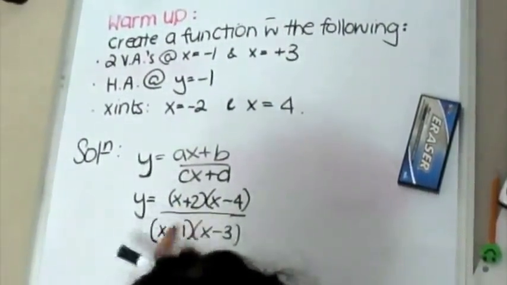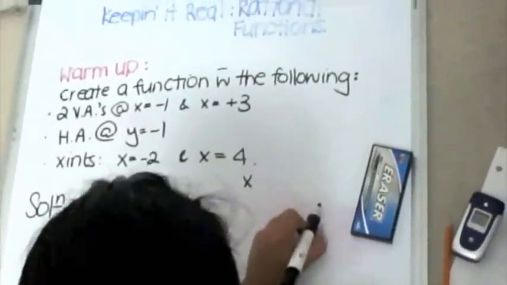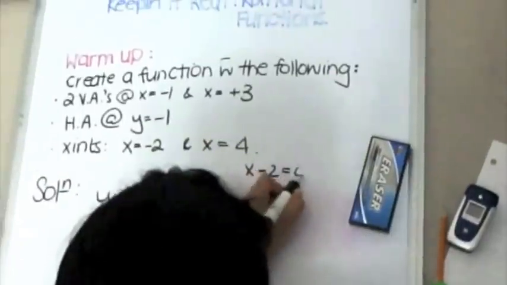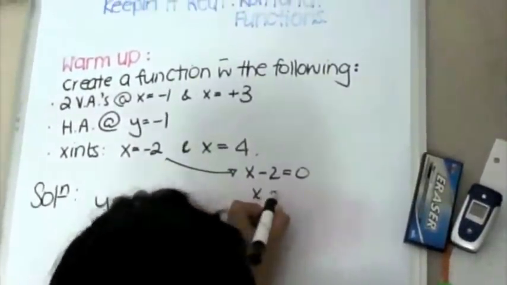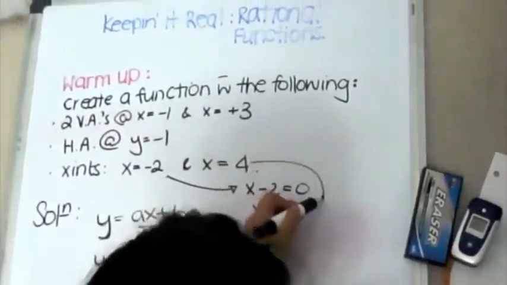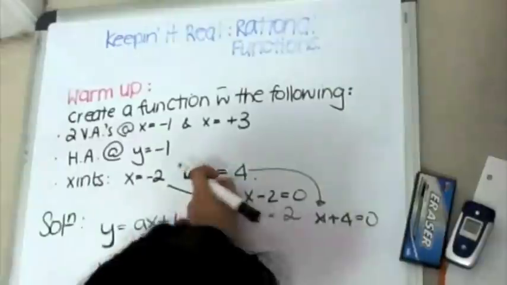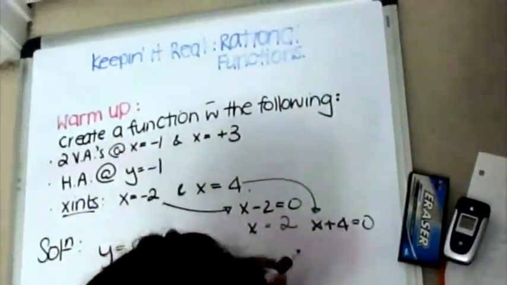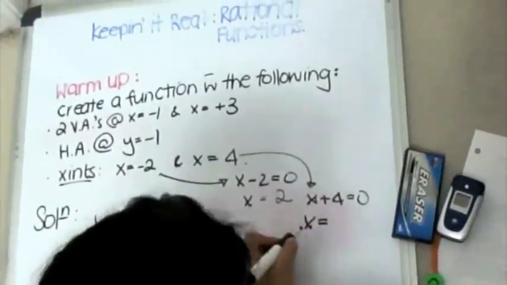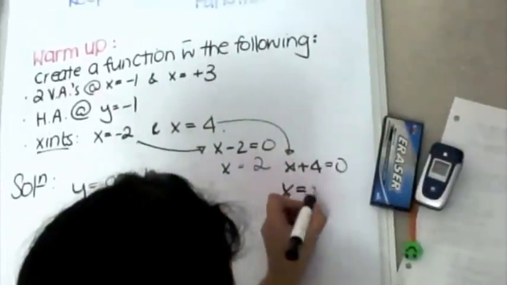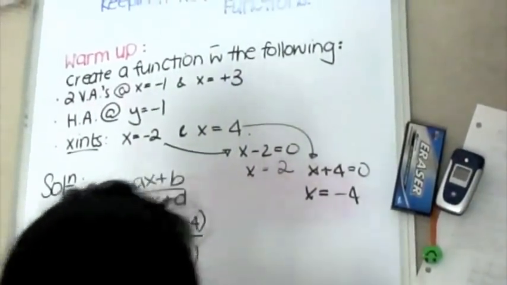If you're wondering where I got these values from, you can just simply do x minus 2 equals 0 for this one. X equals +2. This one right here, you're going to do x plus 4 equals 0. The x-intercept means the y value is 0. So x equals -4, and that's where these values came from. X plus 2 and x minus 4.